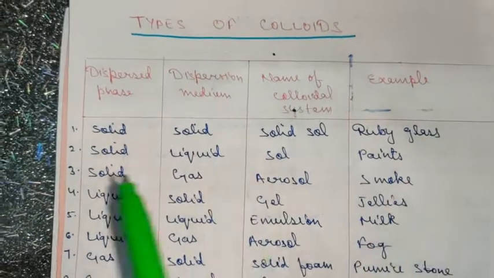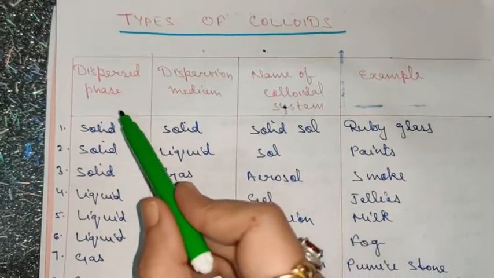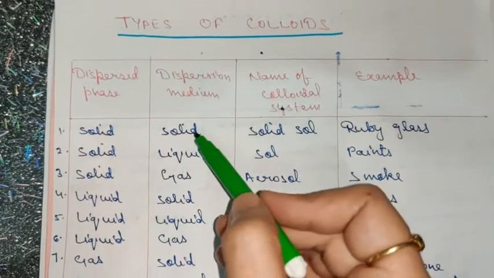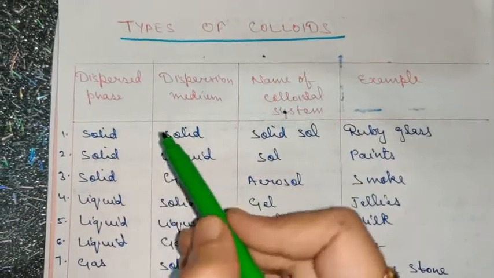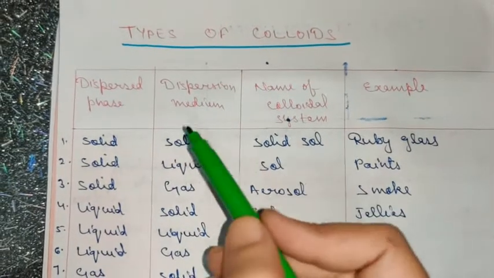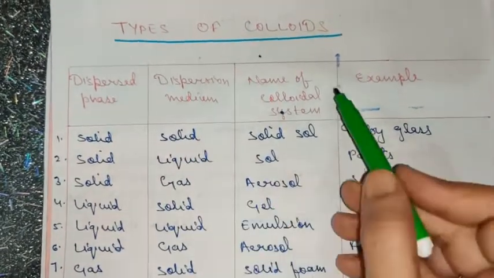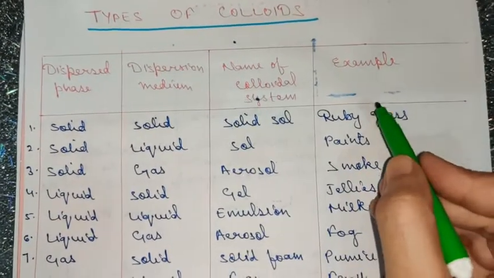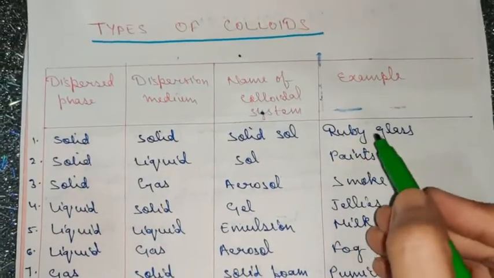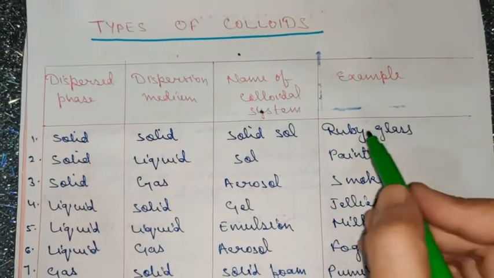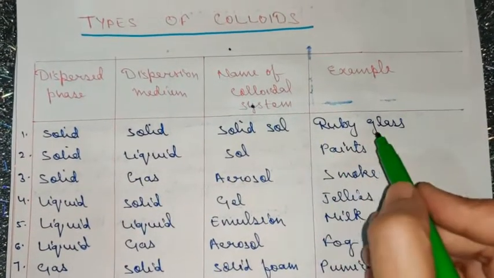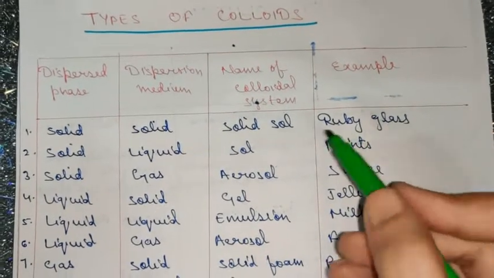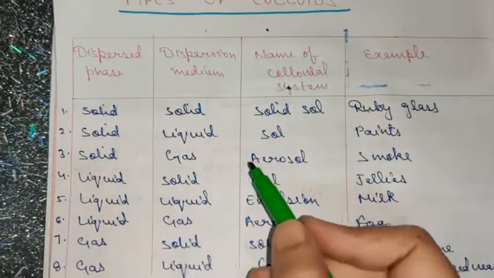Okay, so in the first case, the dispersed phase is solid and the dispersion medium is also solid. That is, when you are mixing a solid into a solid to prepare a colloidal solution, then the name of the colloidal system is known as solid sol. And the example of this category is ruby glass. So you can Google the pictures to see ruby glass, how it appears. These are colored glasses, children. You can Google it and see the pictures.